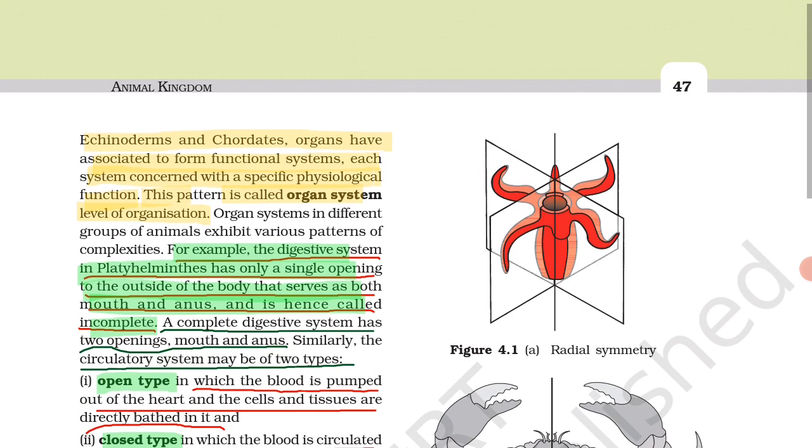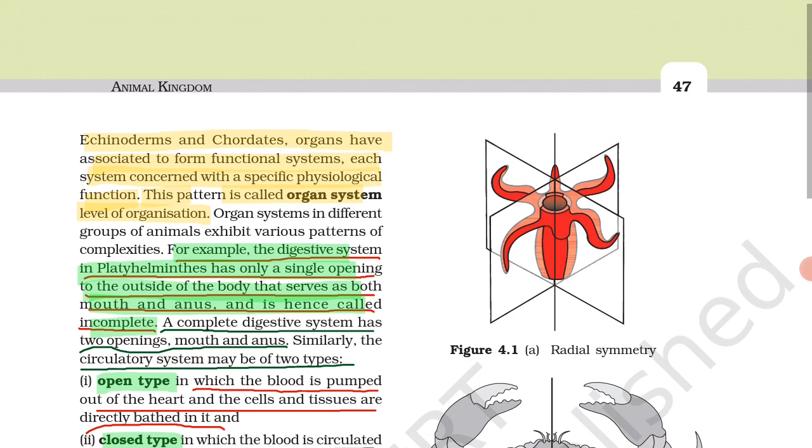So the digestive system in platyhelminthes is called an incomplete system because it has only one opening through which food enters, and the same organ is also used for defecation. It serves as mouth as well as anus, so it is incomplete. The reason is a single opening for mouth and anus. Next, a complete digestive system has two openings, mouth and anus.